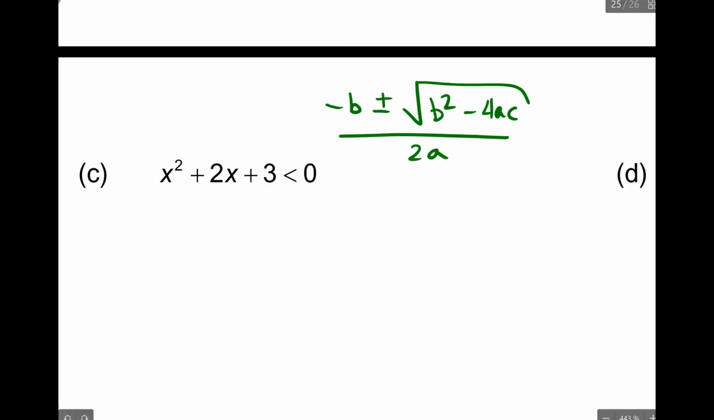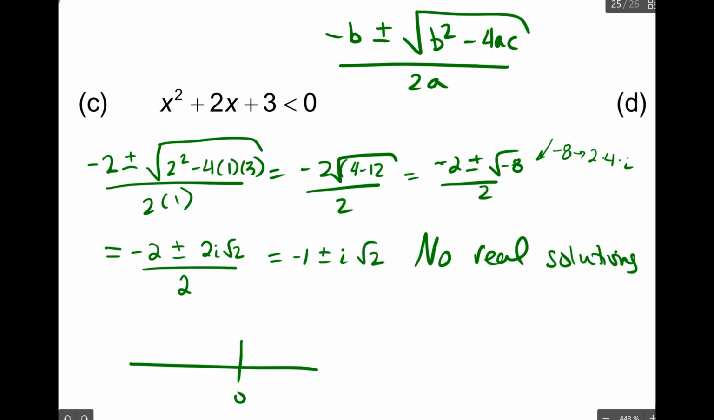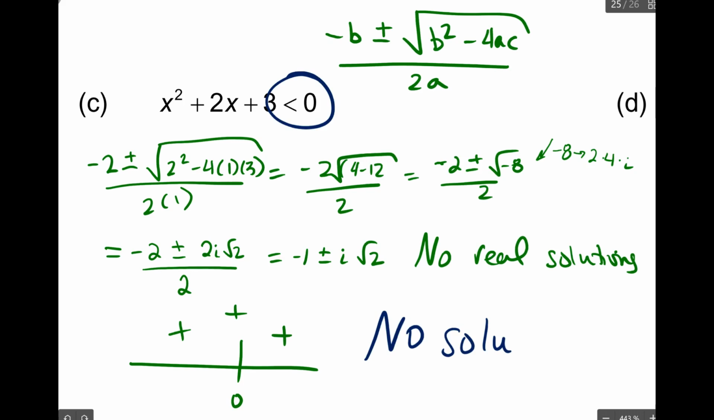Alright, so plug in, see what you get, try this one out. Go ahead, pause the video if you need to see the work on how I did the quadratic formula. But the issue is, I didn't find any real solutions, so no real solutions. So here's my 0, so let's see, it doesn't cross. Plug in an x value, it's going to be positive. So it's positive everywhere, and then I'm wanting to find where it's less than 0. So there's no solution, because it's never less than 0.